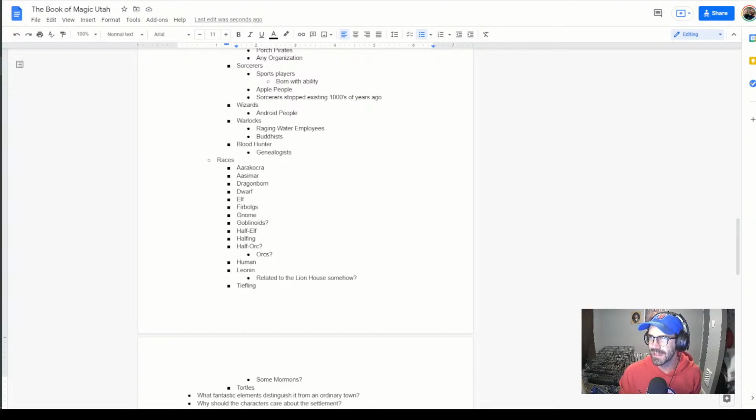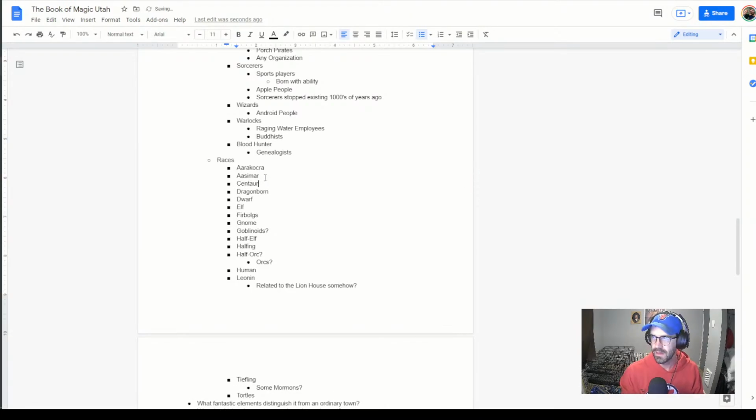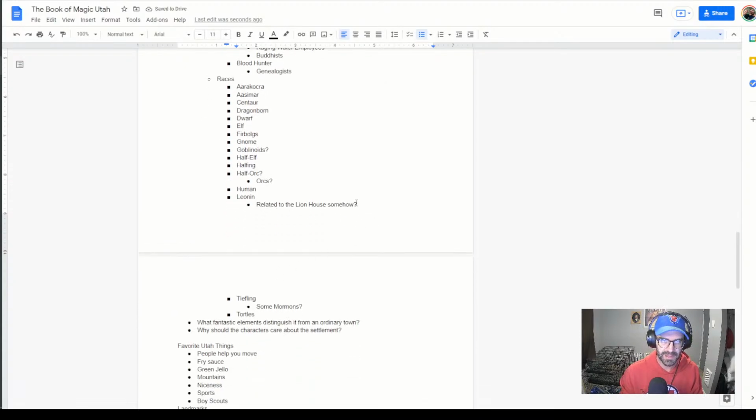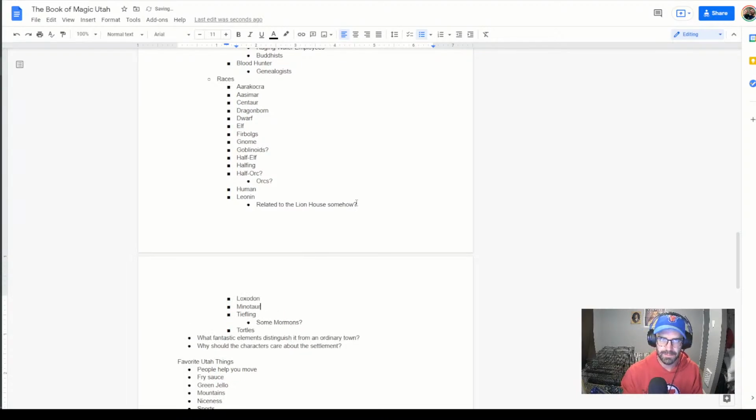I will have Loxodon, Minotaurs. I mean, I'm gonna put them. I think Centaurs would be so cool too. Actually, I'm gonna put them on here, and I'm okay with deleting any of these. But I mean, these guys aren't gonna go in Midvale. But I'm just gonna put them down.